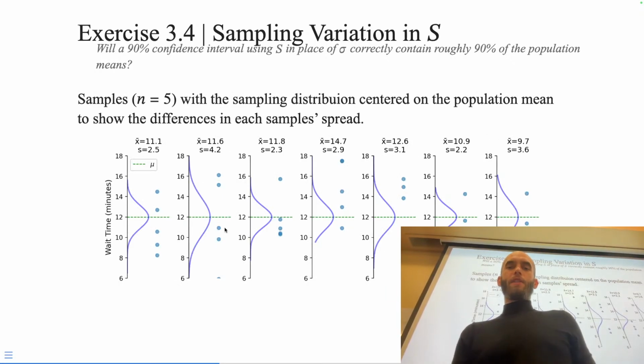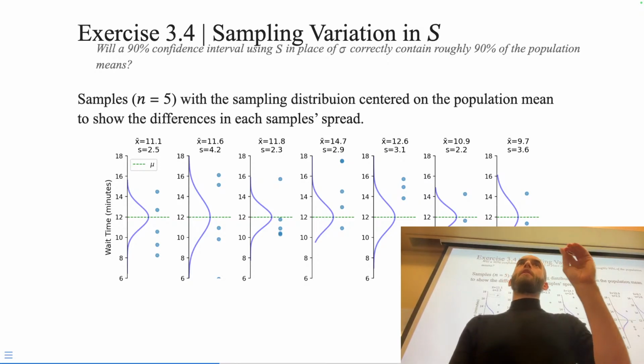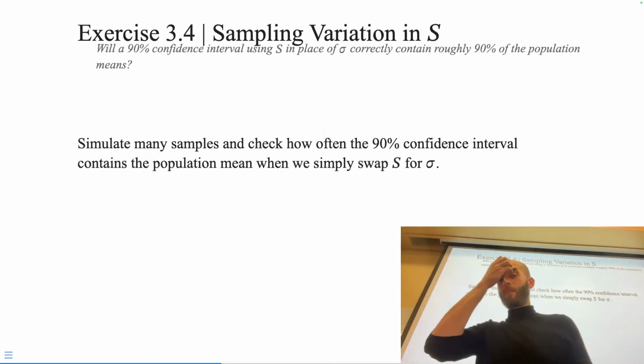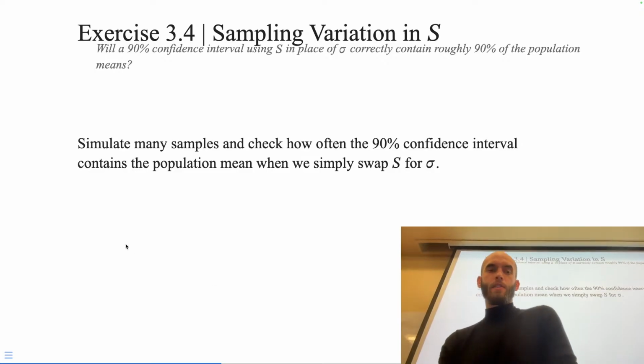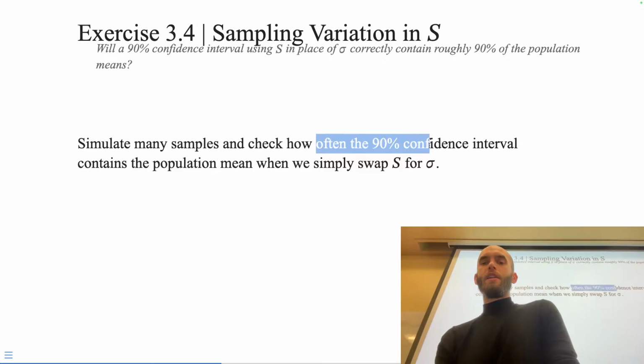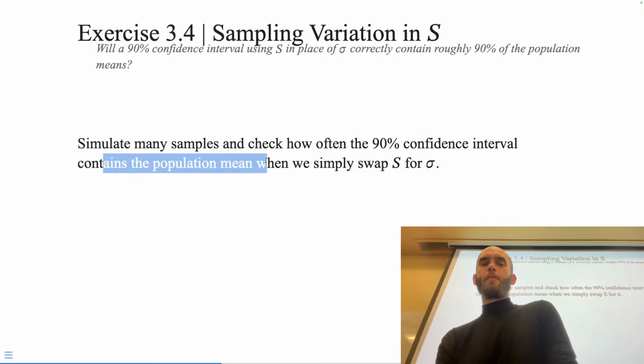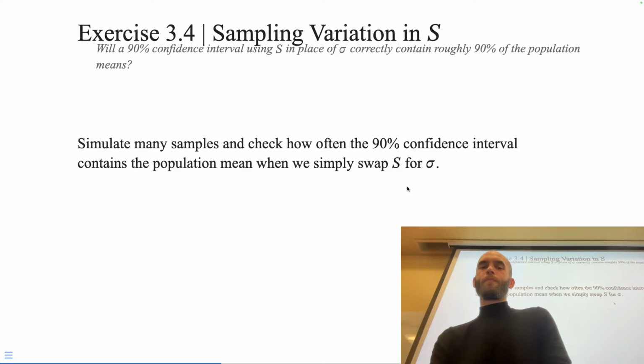If I were to construct confidence intervals using these sampling distributions, they would be different for each one. So our confidence intervals themselves would be variable. And that's not something the normal distribution or the central limit theorem allows us to do. So this is the thing I was going to ask you to do: simulate many samples and then check how often the 95% confidence interval contains the population mean when we do this swap.